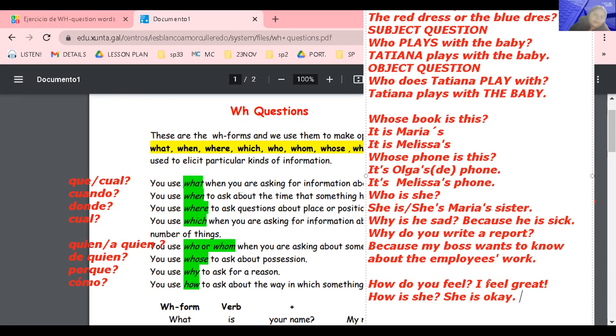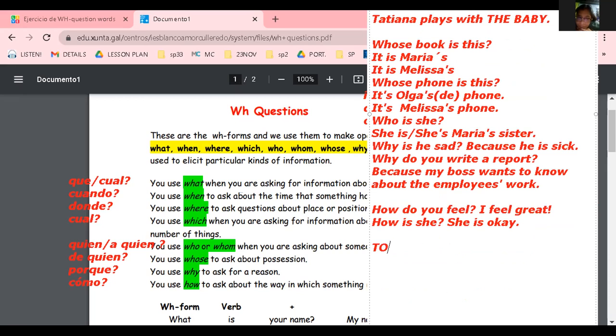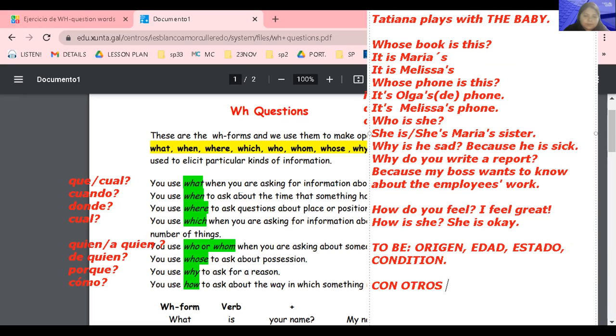Entonces, nada más, sí tenemos que estudiar las double H questions con el verbo to be y también estudiarlas con los verbos auxiliares. Entonces, ¿cómo sé los significados cuando lo utilizo con el to be? Cuando yo utilizo las double H questions con el to be, yo voy a hablar de origen. Por ejemplo, cuando decíamos, where are you from? Puedo hablar de edad. Puedo hablar de un estado, de una condición, por ejemplo. Y con el presente simple, es decir, con otros verbos que no sea el verbo to be, nosotros vamos a utilizar los auxiliares, el do y el does.